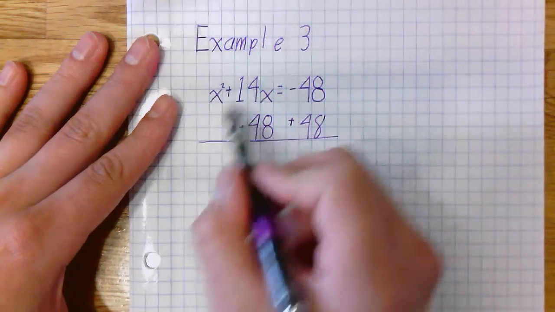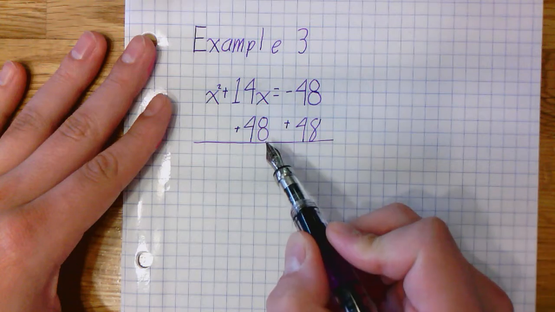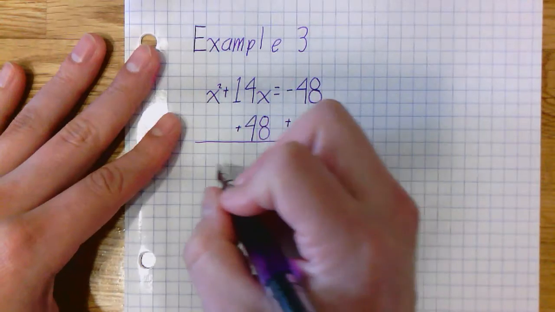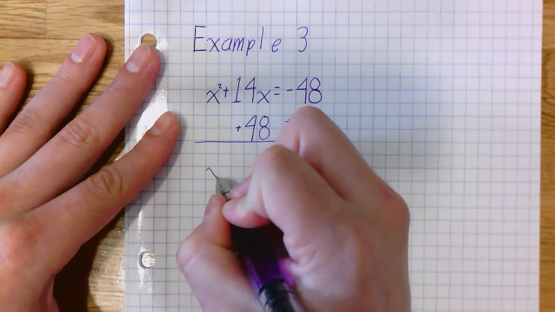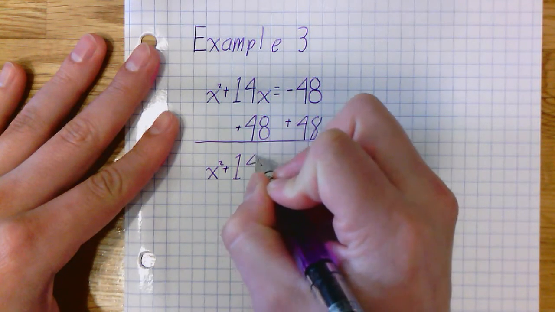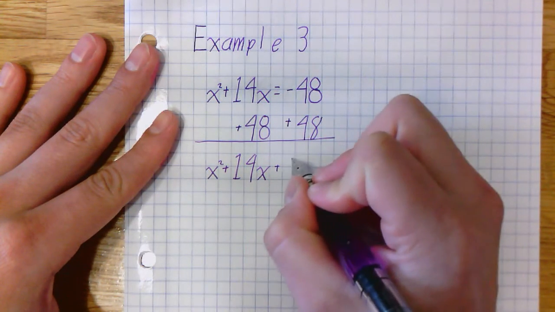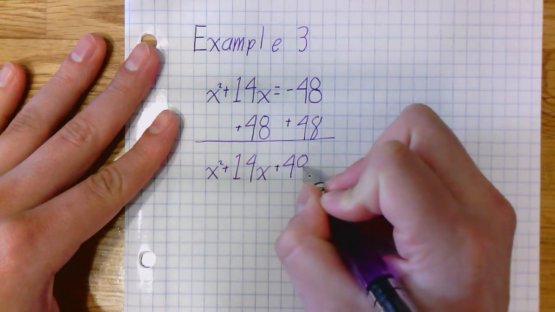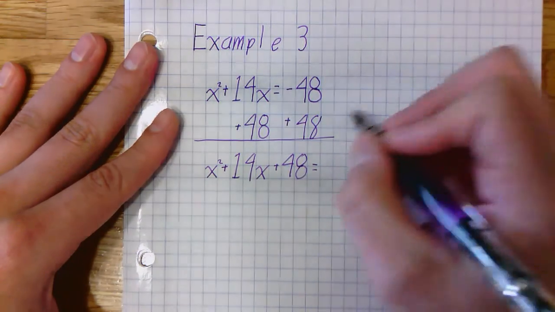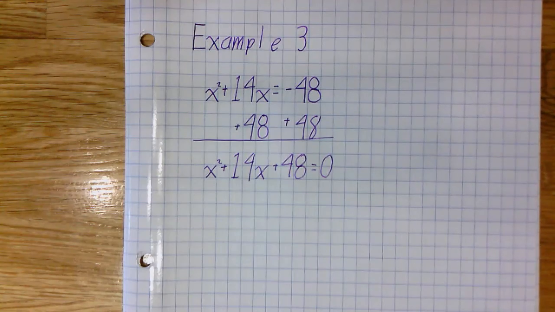On our left side, there's nothing to add the 48 to, right? This is an x squared, this is an x, and this doesn't have any x's. So this doesn't have any like terms. So these three things need to stay separate. We've got to keep them separated. So we'll put x squared plus 14x plus 48 equals, and then negative 48 plus 48 is 0. Okay, wonderful. So there we go. We made it equal 0.